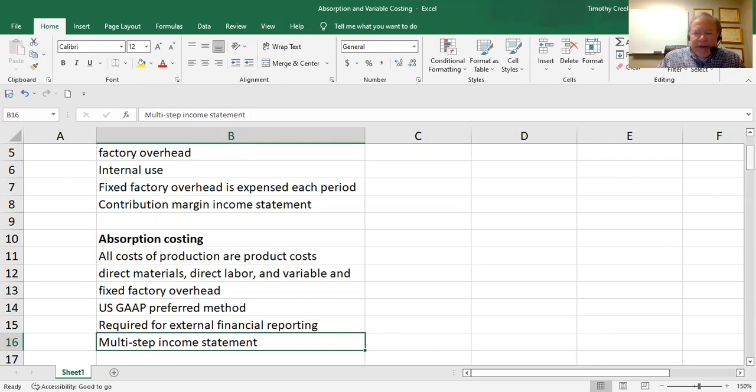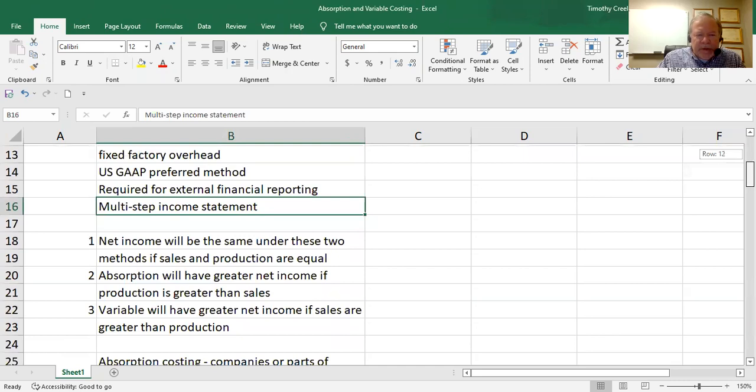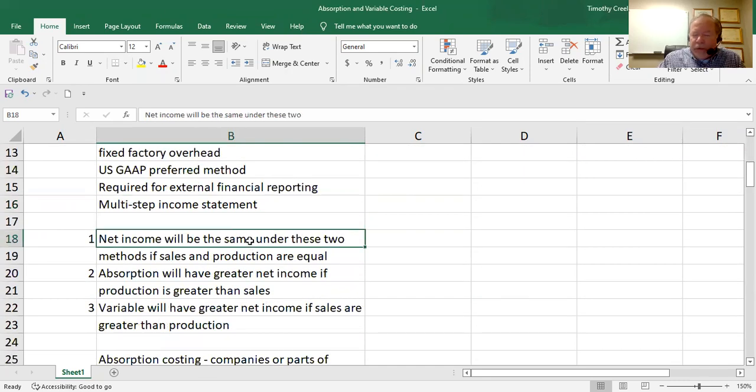Excuse me. So there are three things I want to mention here, and you'll see these all played out in a couple of minutes as we get to working a problem. Three rules that you're going to find here: net income will be the same under these two methods if sales and production are equal. So if we sell 5,000 units and we produce 5,000 units in the same period, then our income would be the same under both variable and absorption costing.